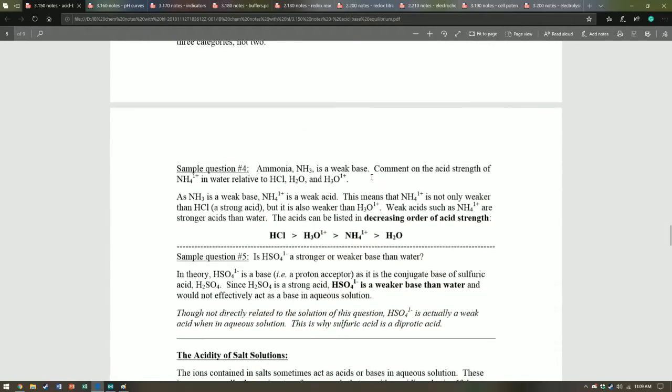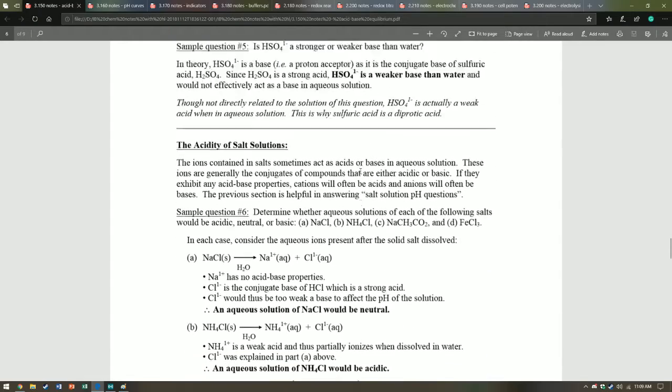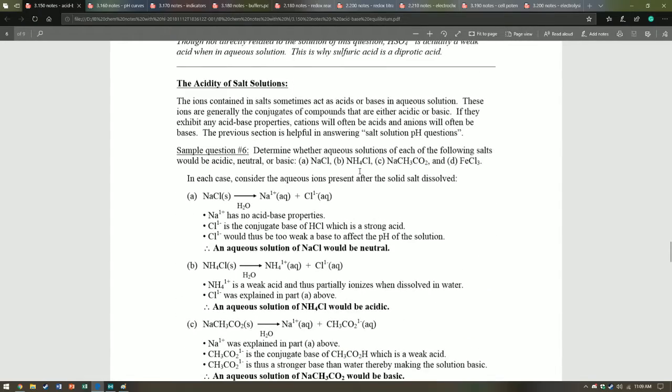This I sort of talked about already. Now the last thing I want to touch on is the acidity of salt solutions. The way you go about it is that some salts have acid-base properties. To determine those properties, you look at the solution reaction, and then you look at the ions individually and determine if they are conjugate species of each other.